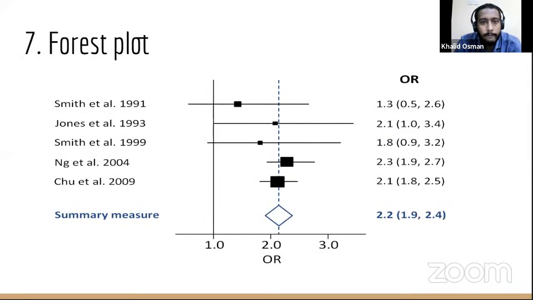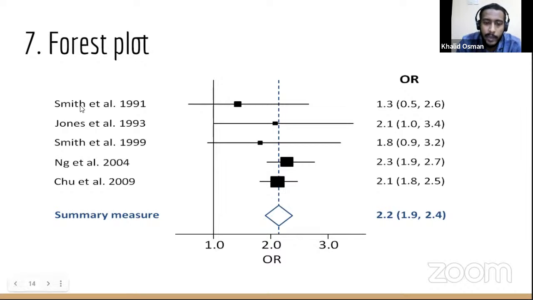This is the final graphical presentation method I've included, which is a forest plot. A forest plot is mainly used in meta-analysis. It's very important to understand. And you can see here, these are different papers. This is written, for example, by Smith. This is by Jones, Smith, etc. While here, this is the odds ratio of these different results.